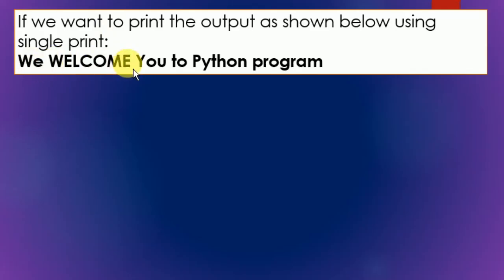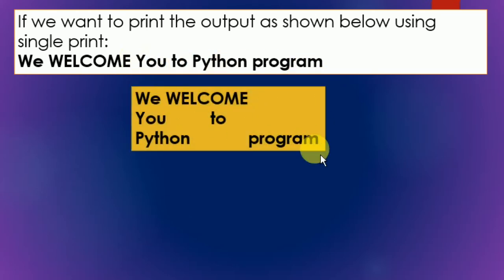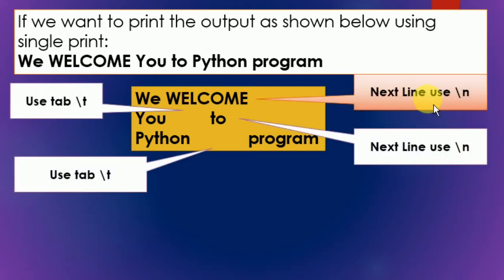If I need the output like this: we welcome you to the Python program, in a single print. In a single print, I'm going to write we welcome you to Python program, and I want the output like this. What are the things that we have used inside? I'm going to show you. You have to place the \n after the welcome. Here you have to place a tab also, \t, to make a gap between you and 2. After 2 you have to place the Python program on the next line. Again between Python and program there should be a gap.